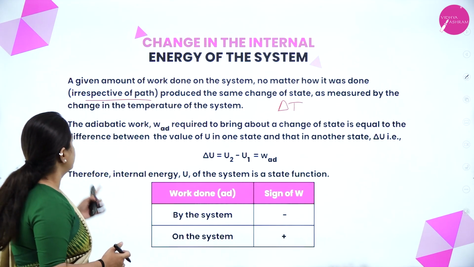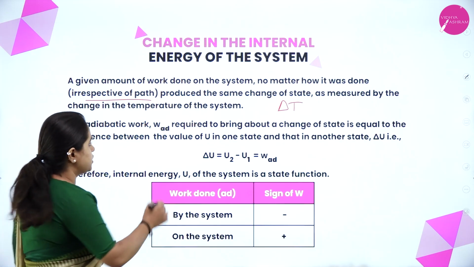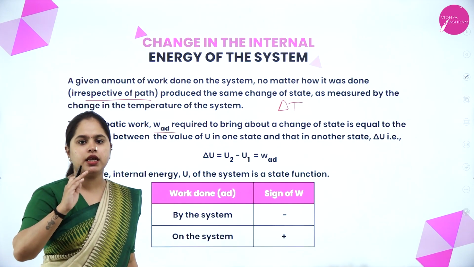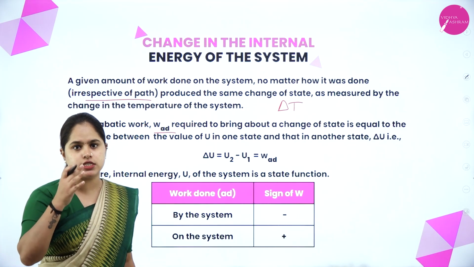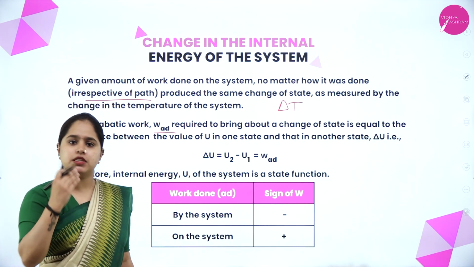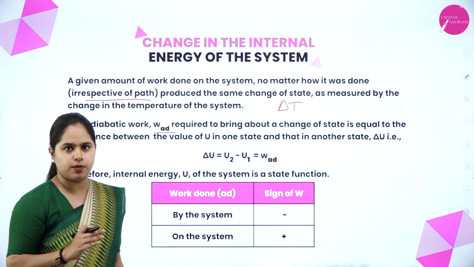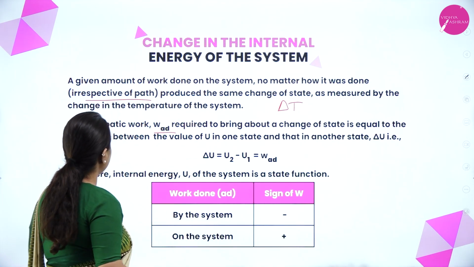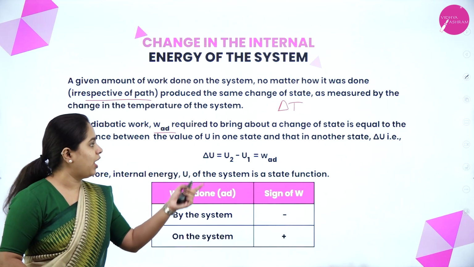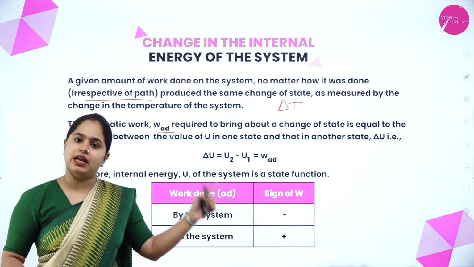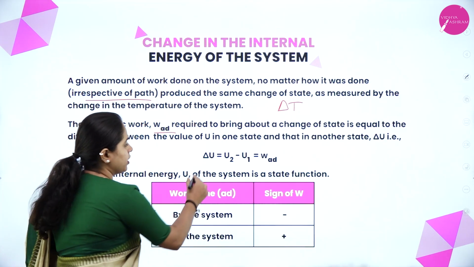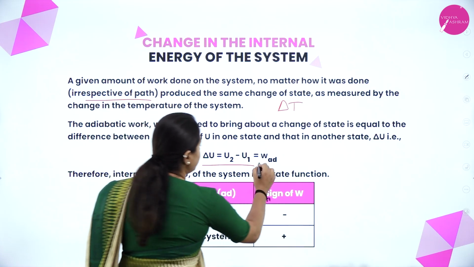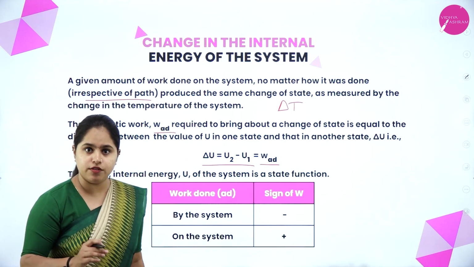The adiabatic work done, with subscript AD for adiabatic, since we are considering this process as adiabatic, meaning there is no transfer of heat between the system and surroundings, and which is required to bring about a change of state, is equal to the difference between the value of U in one state and that in the other state. So we can write delta U equals U2 minus U1, which is equal to WAD. We are doing a work here.